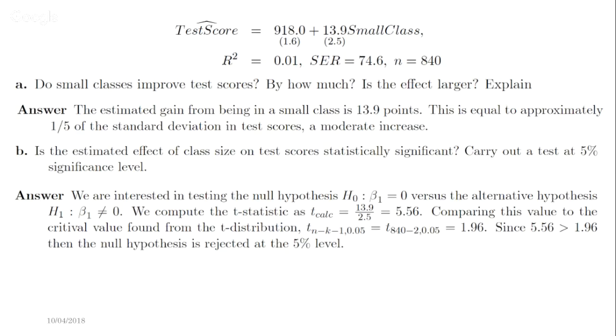So 5.56 is larger than 1.96. Therefore, you reject the null hypothesis and conclude that small class has a significant effect on test scores.